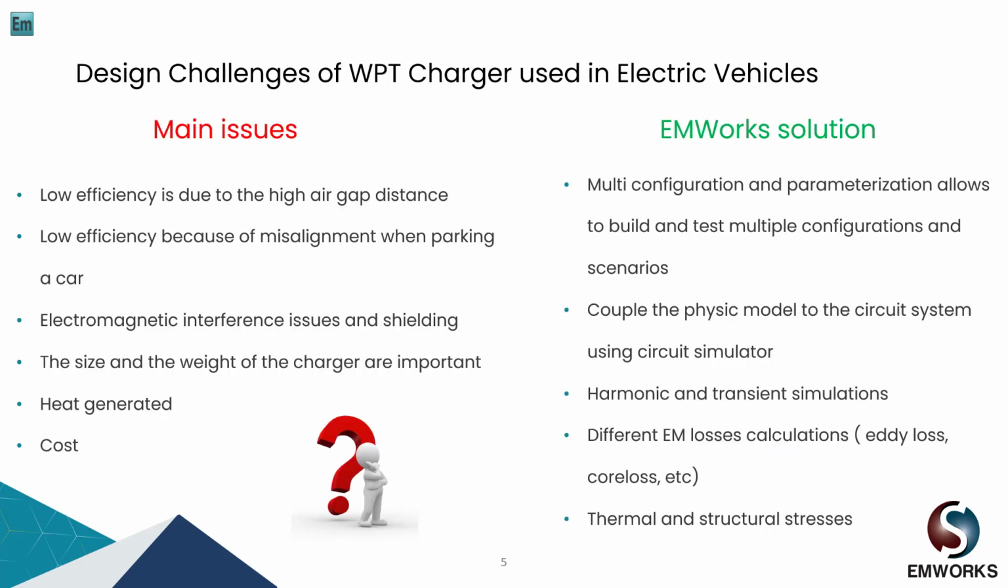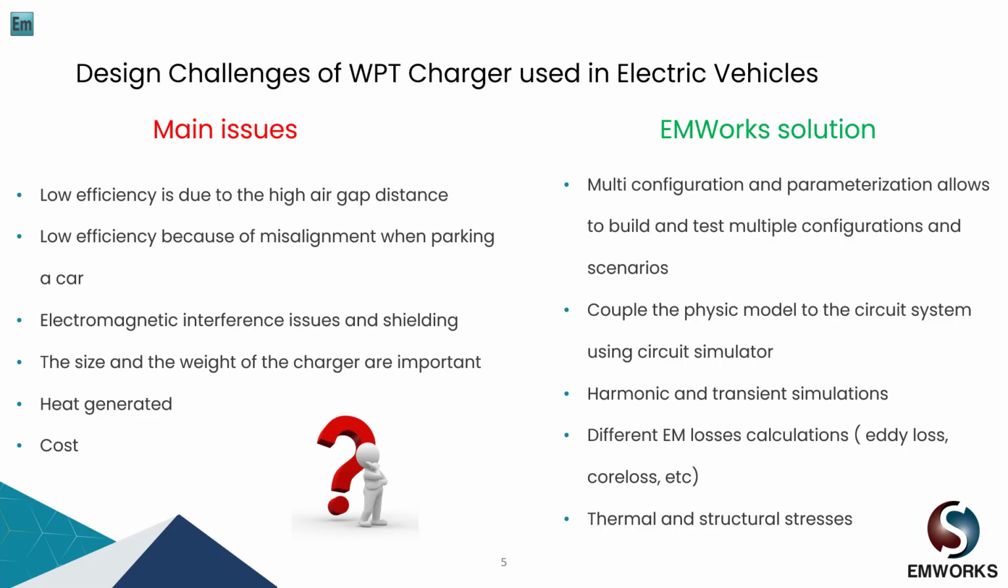Let's move now to see the main design challenges posed by a wireless power charger used in electric vehicles. One of the main issues is low efficiency because of the high air gap distance and misalignment problems, especially during parking. Different solutions are investigated and tested to improve the efficiency of these chargers. Also, they can cause issues, whether for the electronic devices of the car or a human being, because of high electromagnetic radiation when operating at high frequencies. These systems can operate at high frequency, which can cause electromagnetic interference.